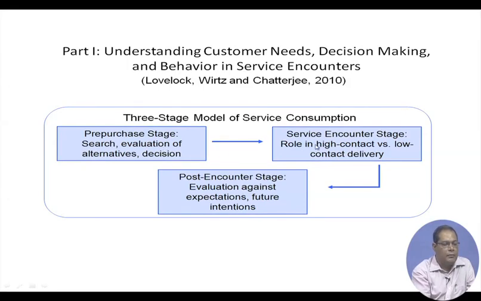Then it comes to the service encounter stage. The role in high contact versus low contact delivery is what is there in the service encounter stage, and this leads to the post encounter stage, that is evaluation against expectations and future intentions. So from the pre-purchase stage to the service encounter stage, where there is the role in high contact or low contact delivery, and then the post encounter stage. This is the 3-stage model of service consumption.